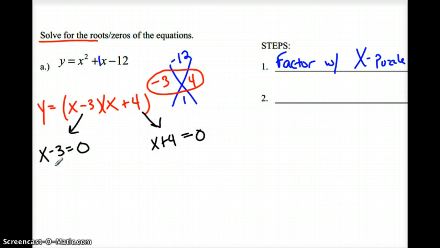To undo subtracting 3, because I want to get x by itself, I would add 3. So here, x would equal 0 plus 3, a +3.